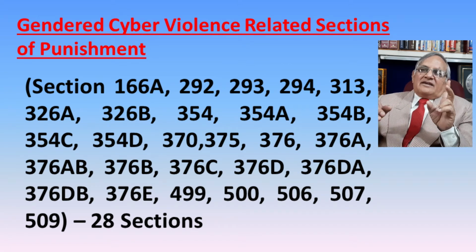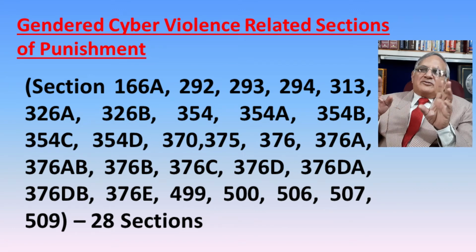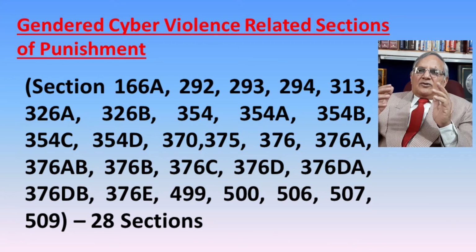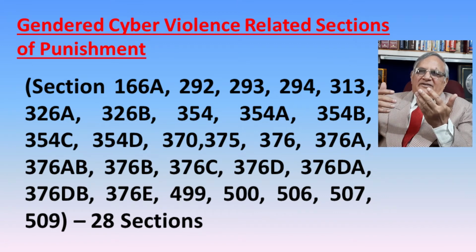They have defined the word stalking, provided that such conduct shall not amount to stalking if the man who pursued proves that it was with her consent. That is altogether a different thing. So the punishment for the offense of stalking is up to 3 years with fine, and may extend up to 5 years for subsequent offenses.